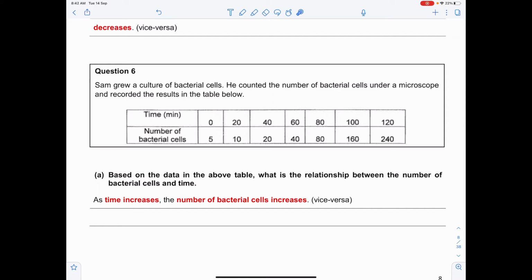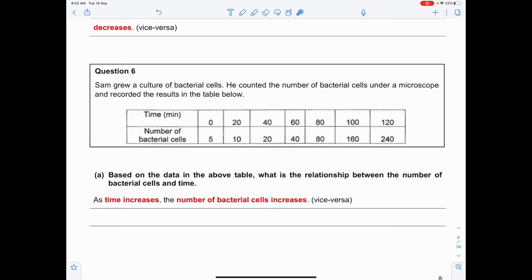Then they ask you, based on the graph above, what is the relationship between percentage of oxygen in the air and the number of red blood cells found in human beings with increasing height above sea level? So you need to say that as the height above sea level increases, because there are two trends, you have to talk about two relationships. The percentage of oxygen will decrease, but the number of red blood cells will increase.